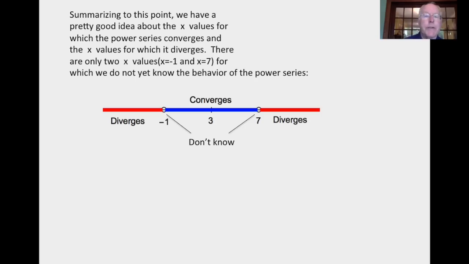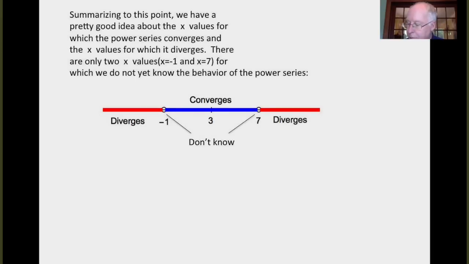So to summarize, we have a pretty good idea of the values of x for which the power series converges and the values of x for which it diverges. So there are only two values of x, minus 1 and 7, for which we do not yet know the behavior of the power series. So this is our information so far. The red indicates divergence, less than minus 1, greater than 7. And we have convergence if we're strictly between minus 1 and 7, as we see here.